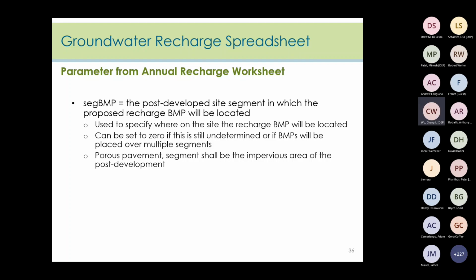And we already talked about the segment BMP, that is where you want to put the BMP, the recharge BMP, under the post-development situation. And if this is a pervious paving system, then the segment should be the impervious area of the post-development.